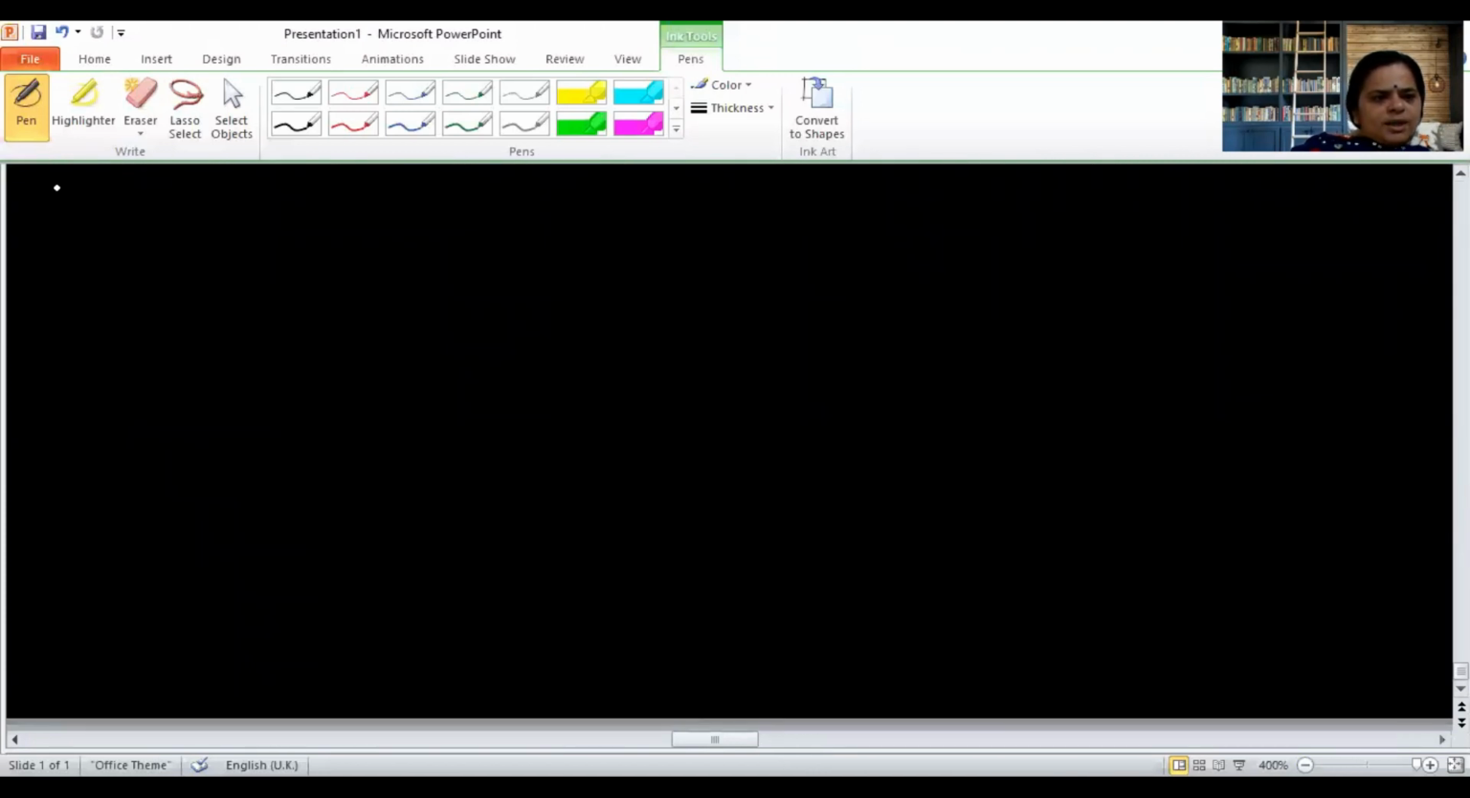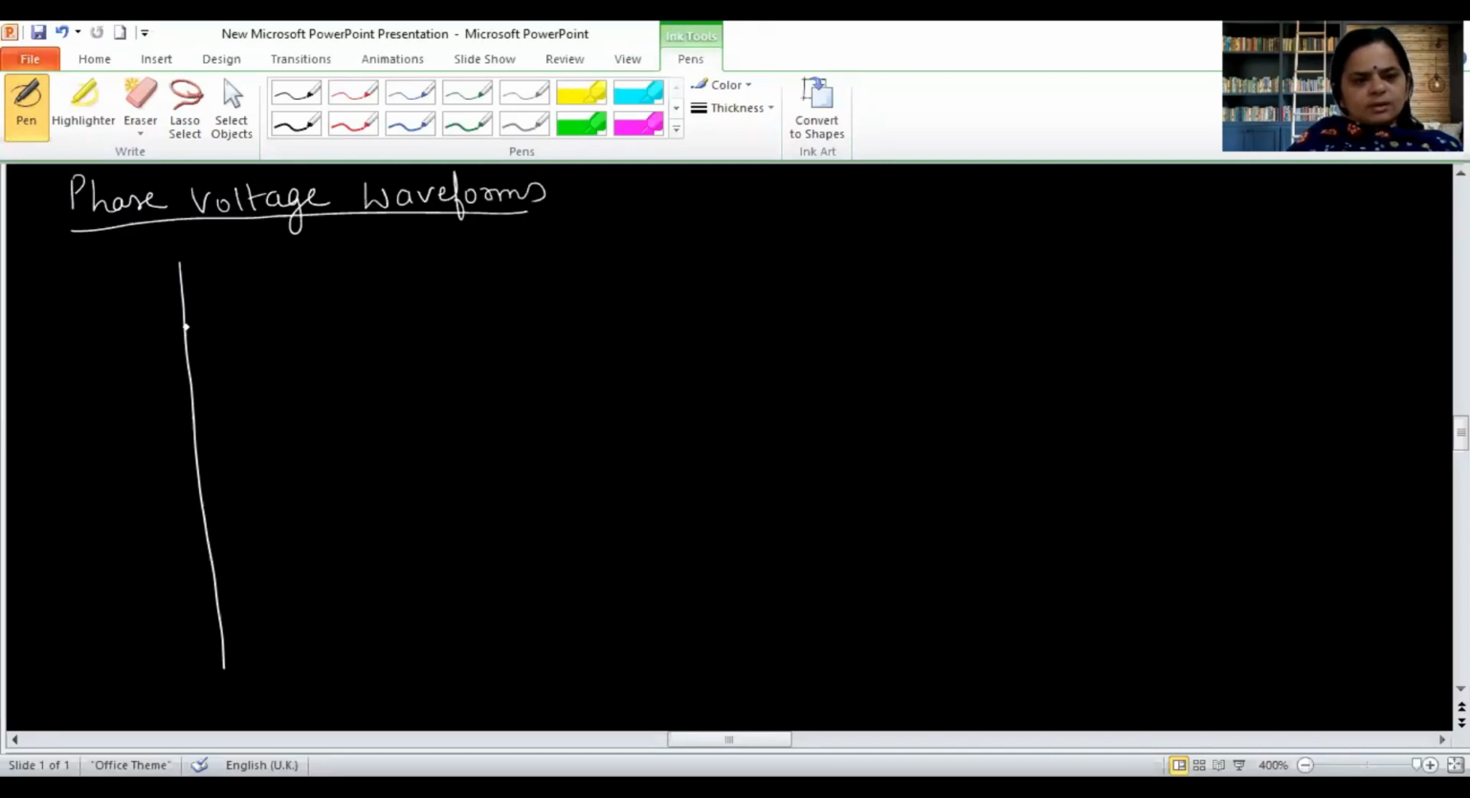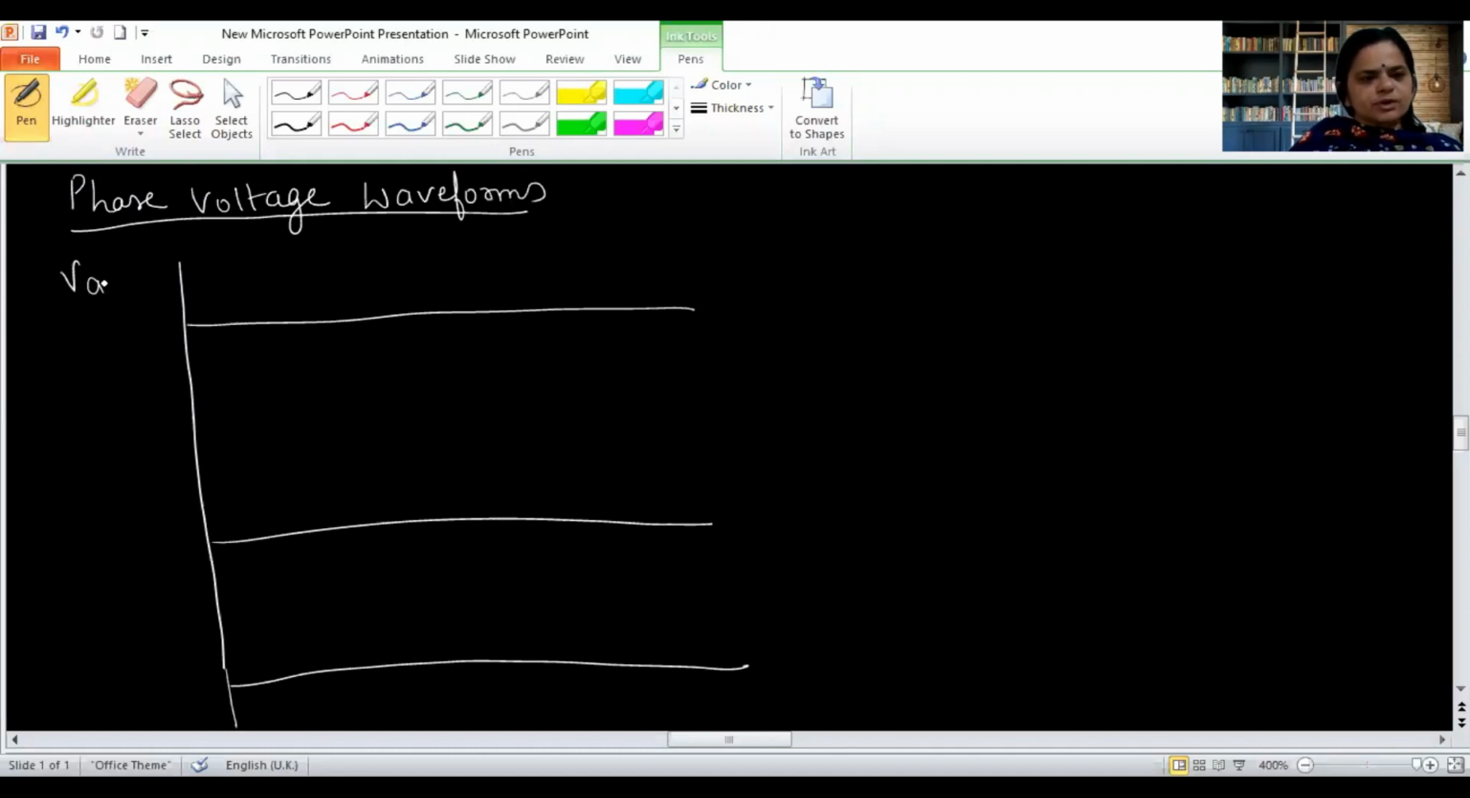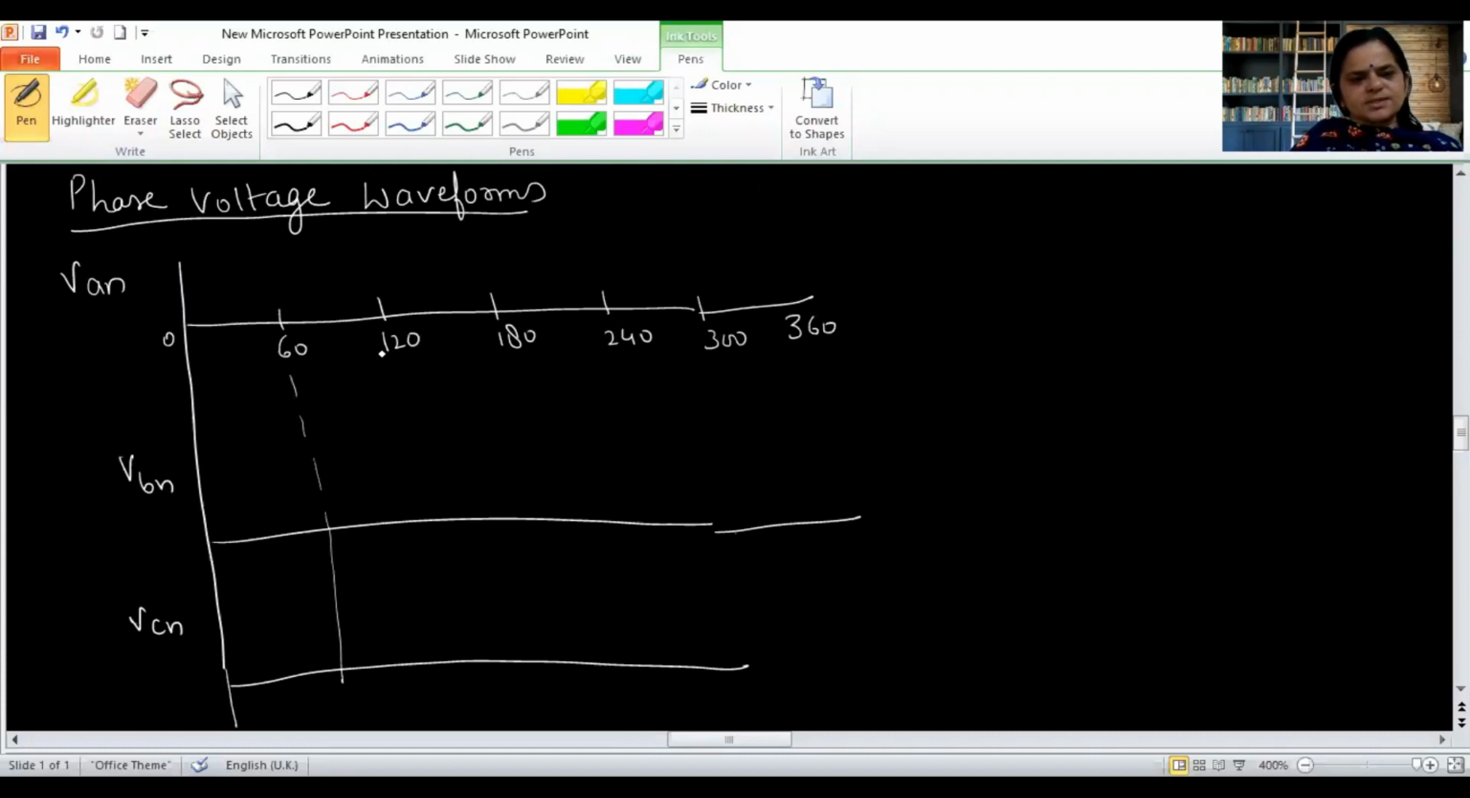Now if I plot the phase voltage waveforms, then we can plot like this. This is for A, B and C phases. This is for VAN, this is VBN and this is for VCN. Suppose 0, 60, 120, 180, 240, 300 and 360. So you can extend the similar instance for the other two waveforms also.